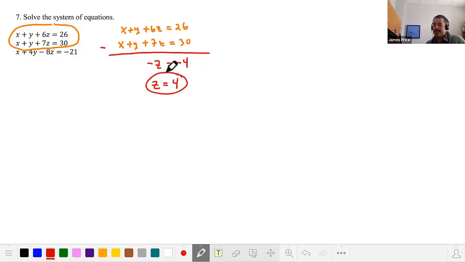So it's like magic, right? It's like if you use the symmetry of the system, if it has it, it doesn't always have it, but if it does have some symmetry, some sameness, basically, you can utilize that and make your solution fall out pretty quickly. So now I know z is equal to 4.